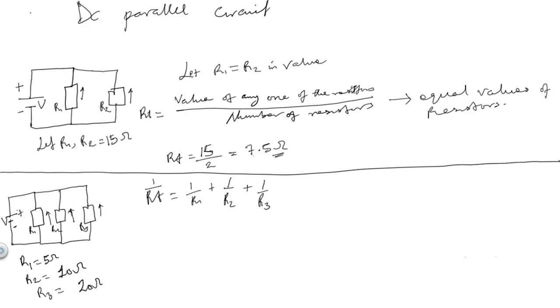So how do we go about this? 1 over RT will be equal to 1 over 5 for R1, plus 1 over 10 for R2, plus 1 over 20 for R3. Always keep that in mind. This is the inserted values of the resistors. So what do we do now?